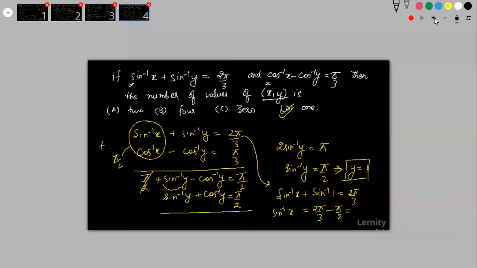So here I will get (4 minus 3) pi by 6. So that means x also we are getting a single value. So for x and y we will get single values for both. So x is equal to 1 by 2 and y is equal to 1. So this will be the only solution, the only value which we can substitute. So that means 1 is the solution.